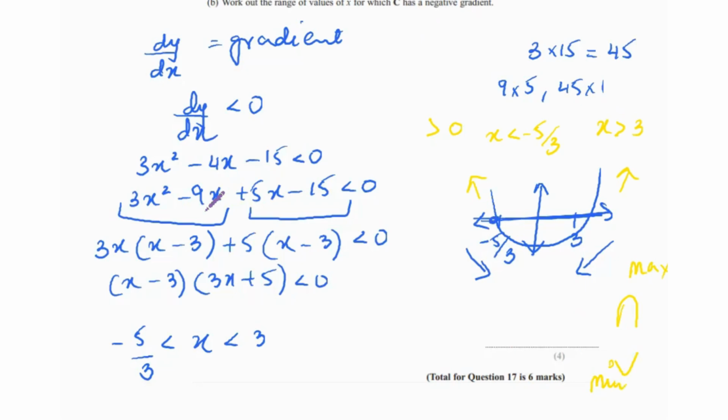So this is how you would solve such a question, which is a very basic question where they're asking you to first differentiate the equation, and then they're clearly stating that you have to find the values of x for which the gradient is negative. So gradient would only be negative if it's less than 0.